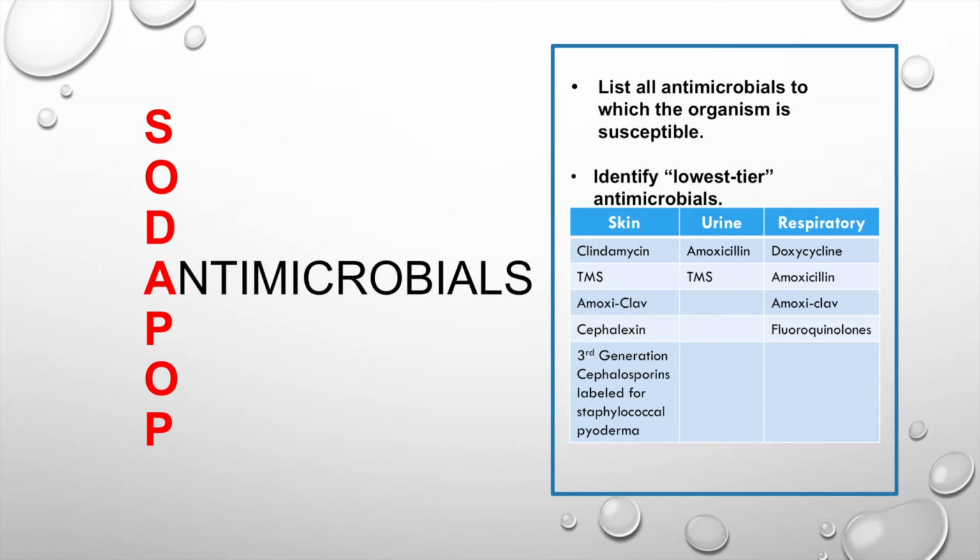For skin, recommendations include clindamycin, TMS, amoxicillin clavulanic acid, cephalexin, and third-generation cephalosporin labeled for staphylococcal pyoderma. For urinary tract infections, amoxicillin and TMS are considered first line. And for respiratory tract infections, doxycycline and amoxicillin clavulanic acid are considered first line depending on the disease process suspected. Fluoroquinolones may also be considered first line, especially in the case of potential life-threatening disease.